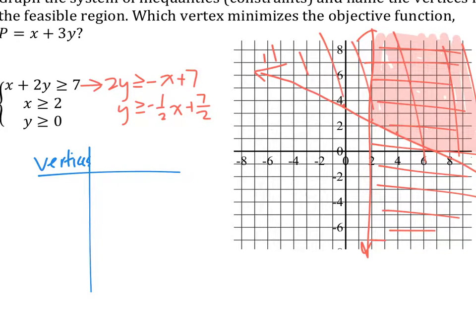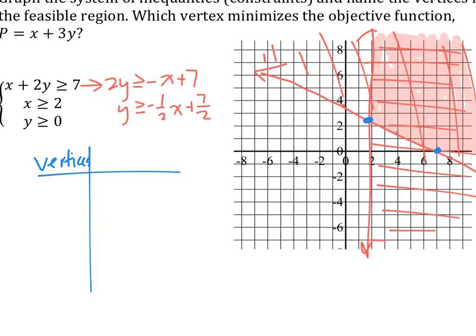Okay, so the actual vertices are going to be here and here only. Because the other area just goes forever. Your graph is stopped because I don't have enough graph paper, but that doesn't mean the graph is actually ending there. Okay, so those are my only two vertices.